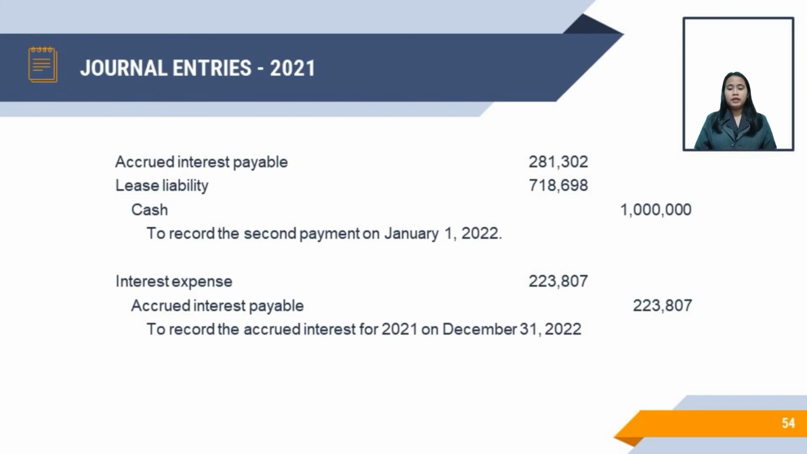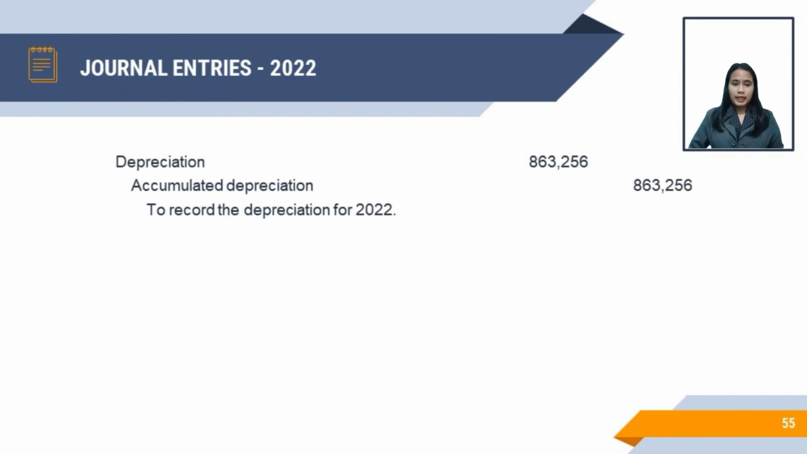Next entry would be debit interest expense of 223,807 and to credit the accrued interest payable of 223,807. This is to record the accrued interest for 2022 on January 31, 2022. The last journal entry for the year of 2022 is to debit the depreciation of 863,256 and to credit the accumulated depreciation of 863,256. This is to record the depreciation for 2022.